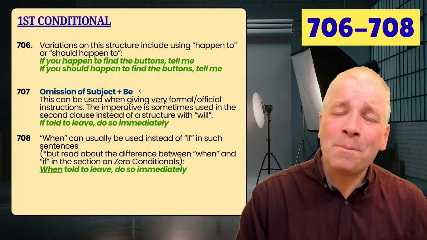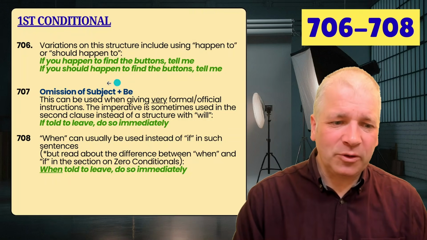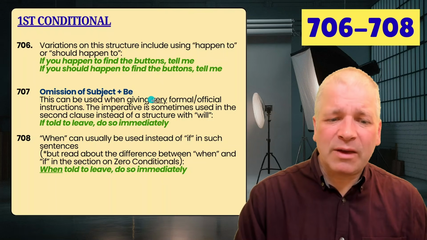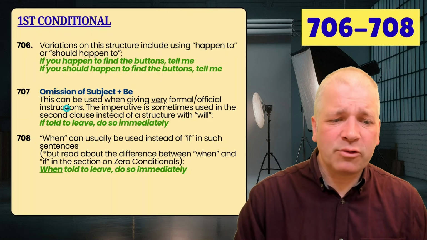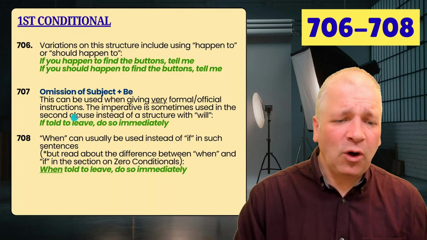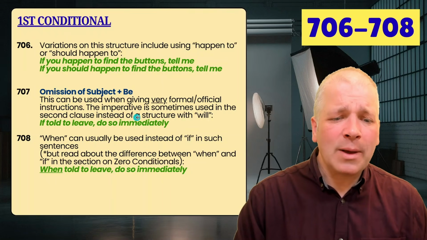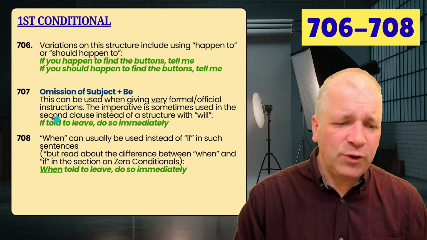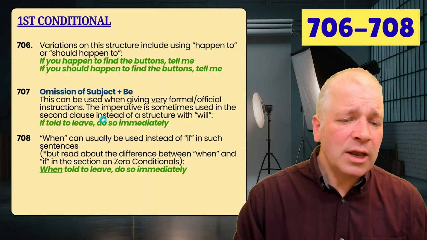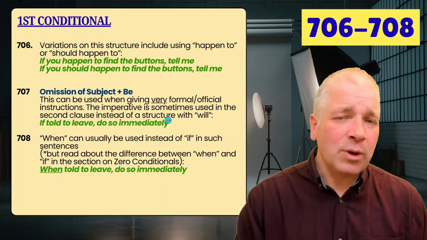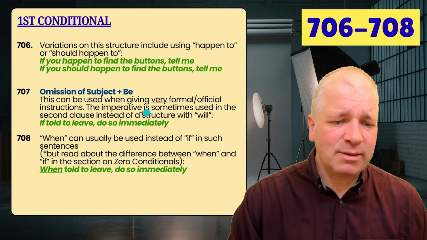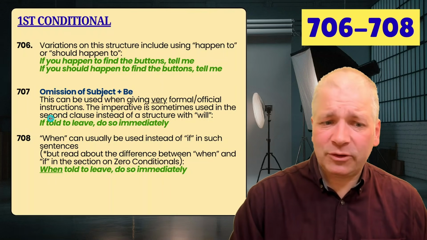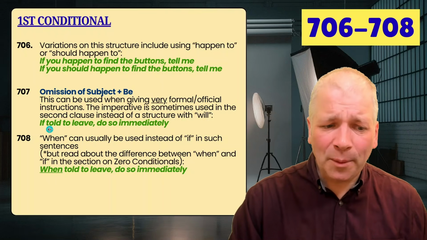Now, sometimes we can omit the subject and the verb to be. This could be used when giving very formal or official instructions. If told to leave, do so immediately. So we've missed out, if you are told to leave, then you should do this immediately. We've reduced it completely. We've missed out will. We've missed out if you are.